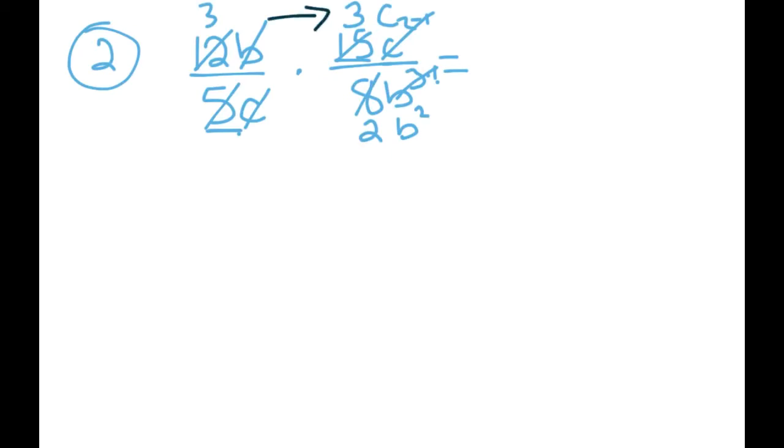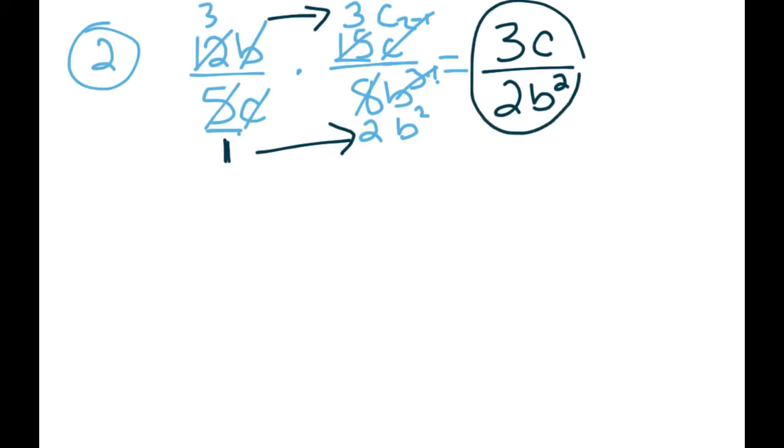I have 3 times 3c equals 3c. And on the bottom, this whole thing, the 5c has become 1 because 5 went into 5 once and c went into c once. So 1 times 2b squared is 2b squared. And none of that will simplify any further.